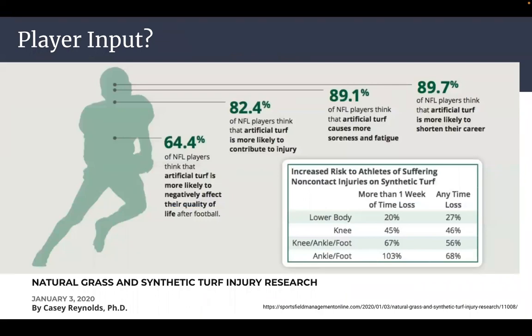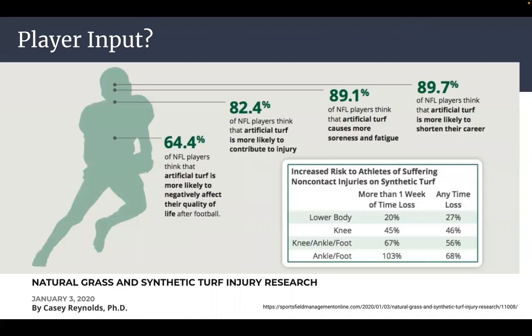So I included this. This was a study done by Dr. Casey Reynolds in 2020. I thought it was very important to include this diagram because we should be asking for player input. The players are the ones who are enduring these injuries. And I think it's important to incorporate their input for what they think is more dangerous. So some big statistics to mention: 64.4% of NFL players think that artificial turf is more likely to negatively affect their quality of life after football.